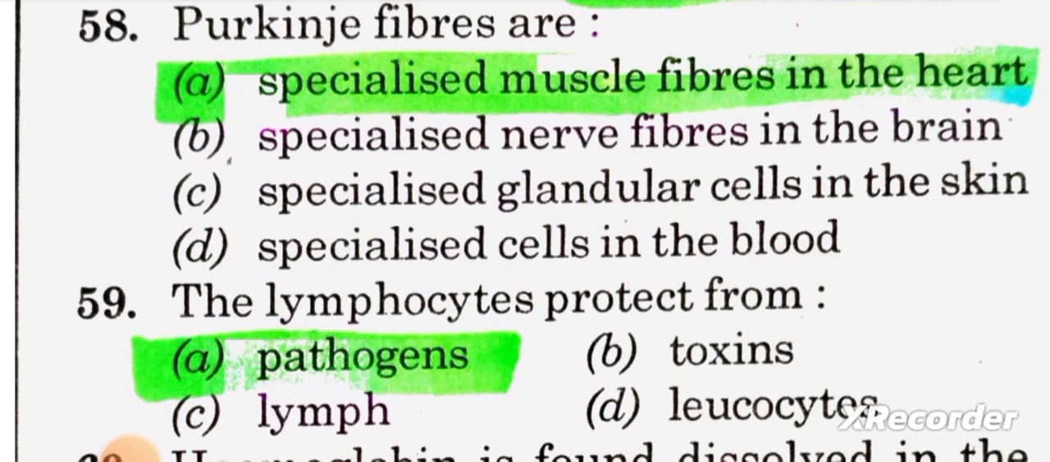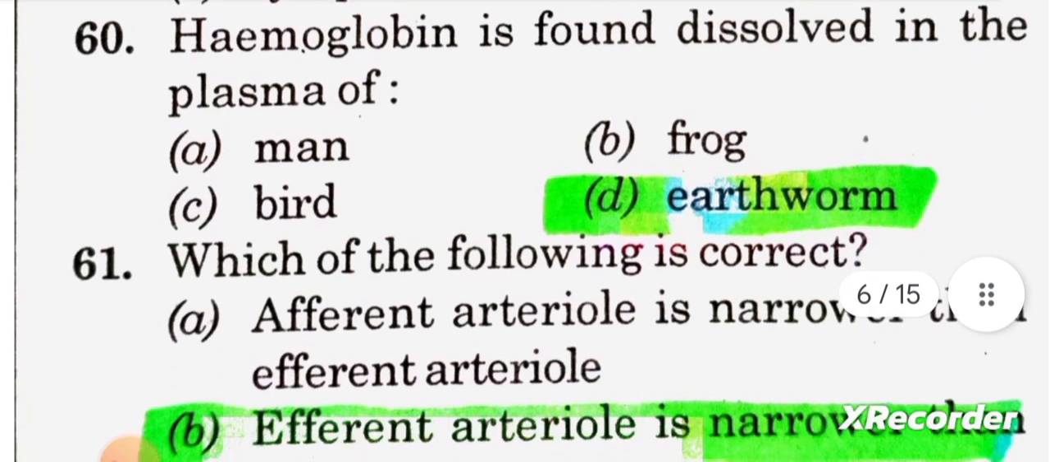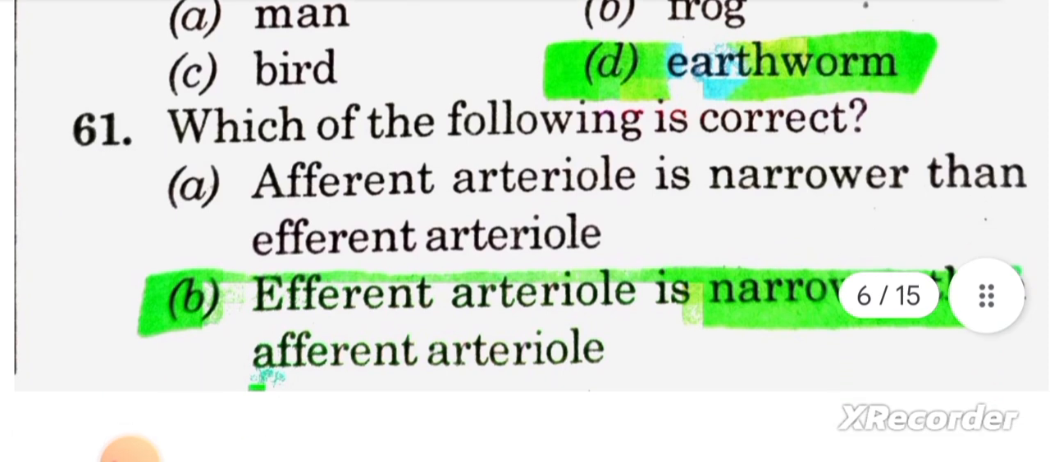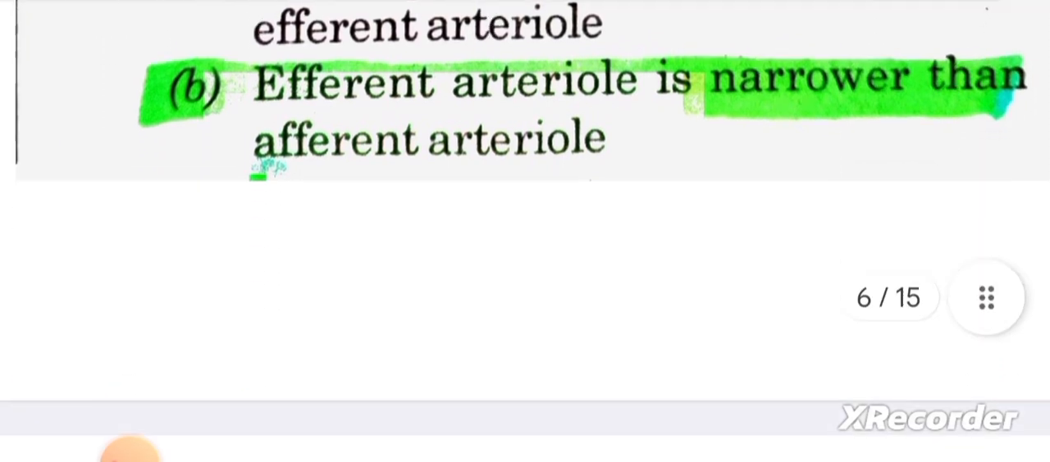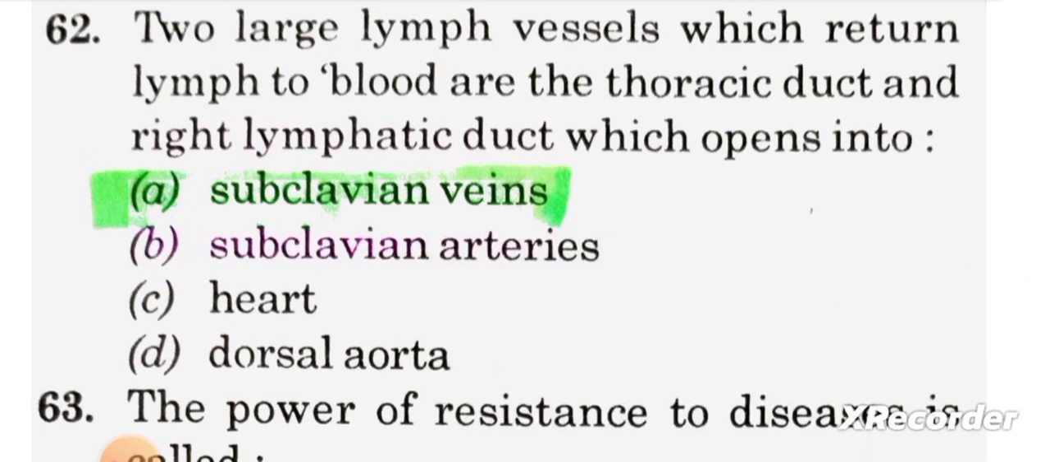Next 59. The lymphocytes protect from answer A. Pathogens. Next 60. Hemoglobin is found dissolved in the plasma of answer D. Earthworm. Next 61. Which of the following is correct? Answer B. Efferent arteriole is narrower than afferent arteriole. Next 62. Two large lymph vessels which return lymph to blood are the thoracic duct and right lymphatic duct, which opens into answer A. Subclavian veins.